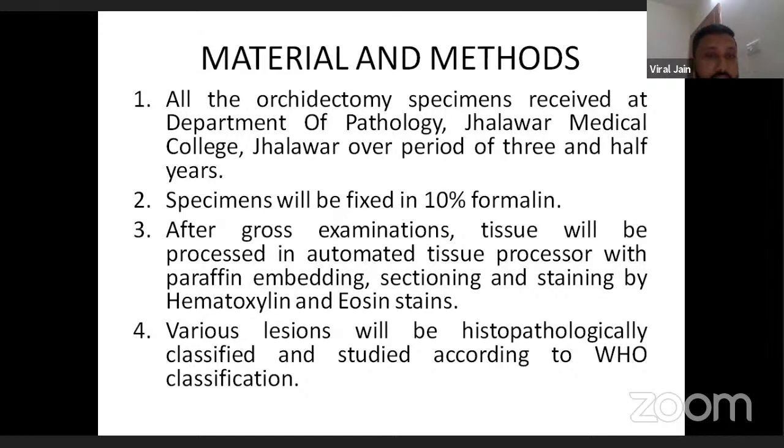Materials and methods for the study. All the orchidectomy specimens, after applying exclusion criteria, received in the Department of Pathology will be fixed in 10% formalin. After gross examination, tissue will be processed in an automated tissue processor with paraffin embedding and sectioning, and staining will be with hematoxylin and eosin stains. Various lesions will be histopathologically classified and studied according to the WHO classification.